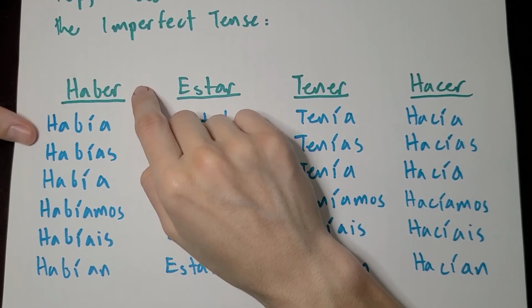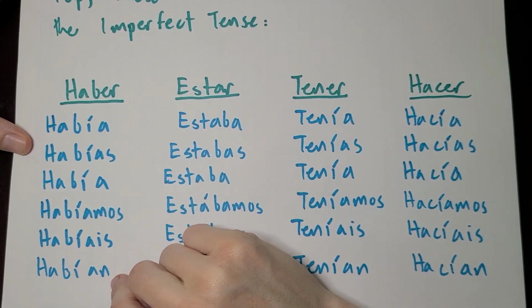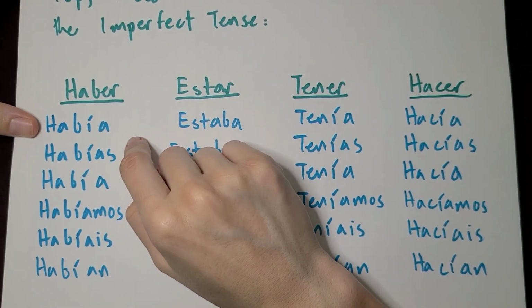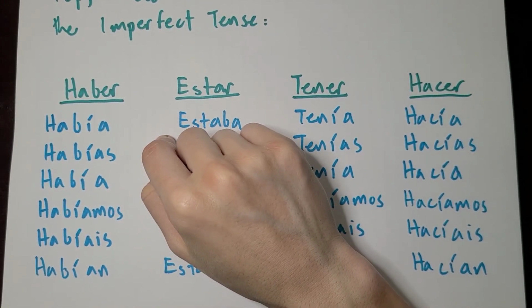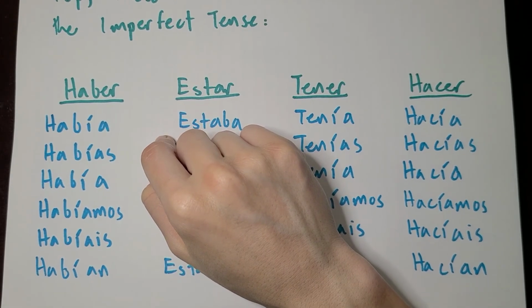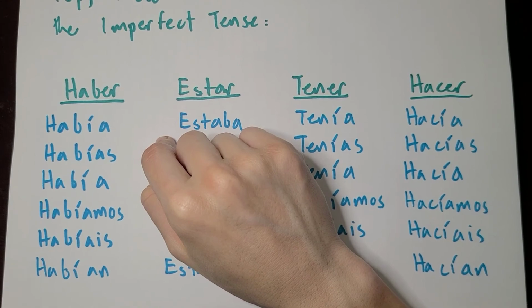But haber in the imperfect tense is regular. So yo había hecho algo. That means I had done something. Yo le había dicho. I had already told him something.